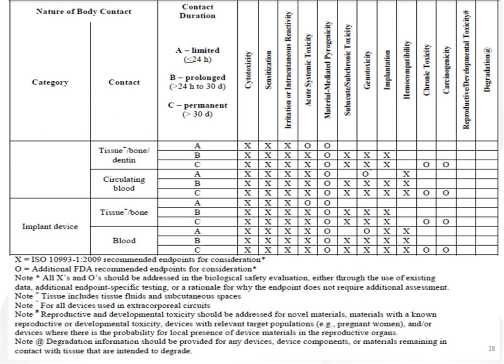The new chart, if you look at it right here with the O, it says additional FDA recommended endpoints for consideration. And if you look at the X's, it says ISO 10993 endpoints for consideration. Now notice they didn't say testing, right? It said consideration, but the FDA has considered those circles the same as the X's. Really the only difference is the circles are just for the FDA and the X's are for ISO 10993. So that is a huge potential impact in the industry because a lot of these tests have never been looked for before. For example, on this slide, if you look in the implant with a blood or tissue permanent, at the third to the right there is carcinogenicity.